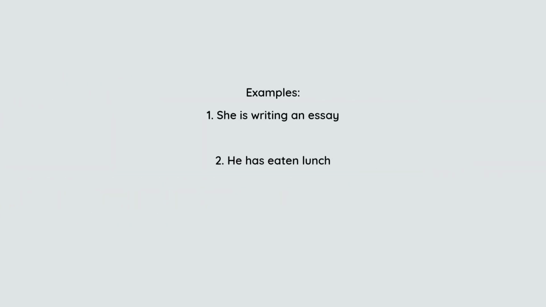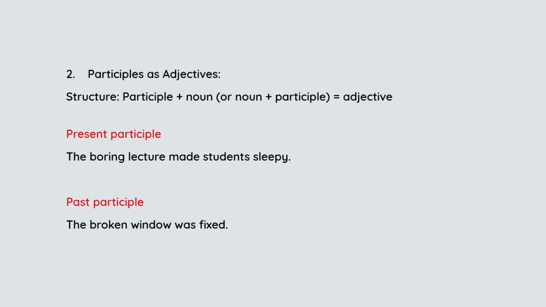Look at these examples. In "she is writing an essay," the present participle writing is part of the verb because it is accompanied by is. And in "he has eaten lunch," the past participle eaten is part of the verb because it is accompanied by has. When participles function as adjectives, they are not accompanied by helping verbs, and they usually modify nouns.